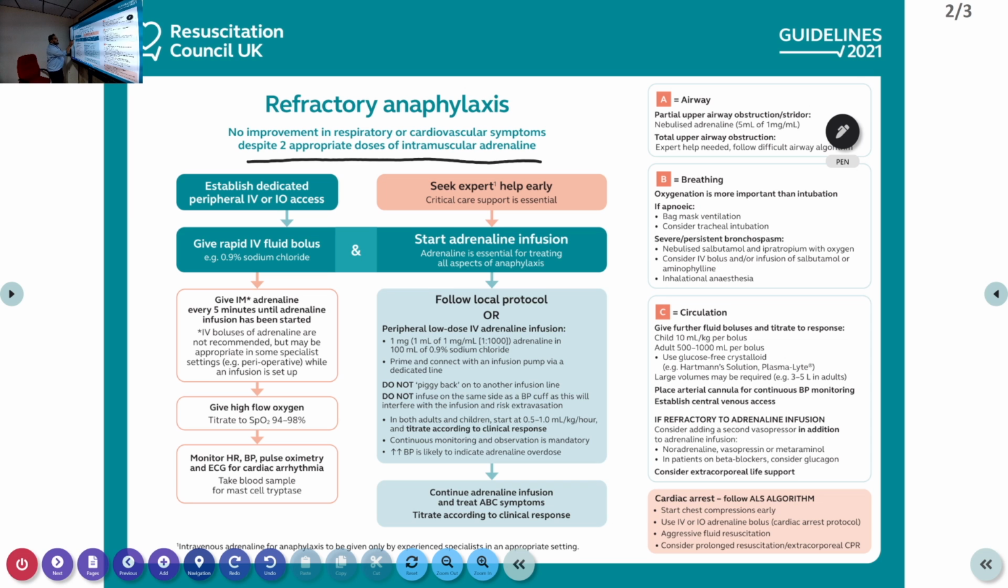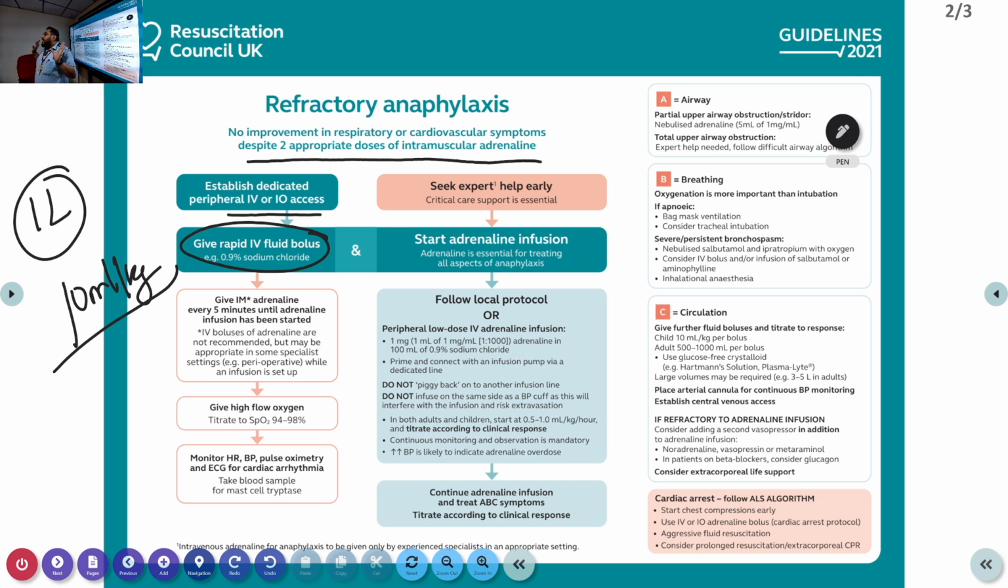So establish a dedicated IV or IO access. If you have not got an IV or an IO access, you have to do that, and you have to give rapid IV fluid bolus. If not given, we have already discussed, around 1 liter of fluid is what you have to give. In a child, you can start with 10 ml per kg. Then what you have to do? We have to prepare for IV adrenaline infusion.